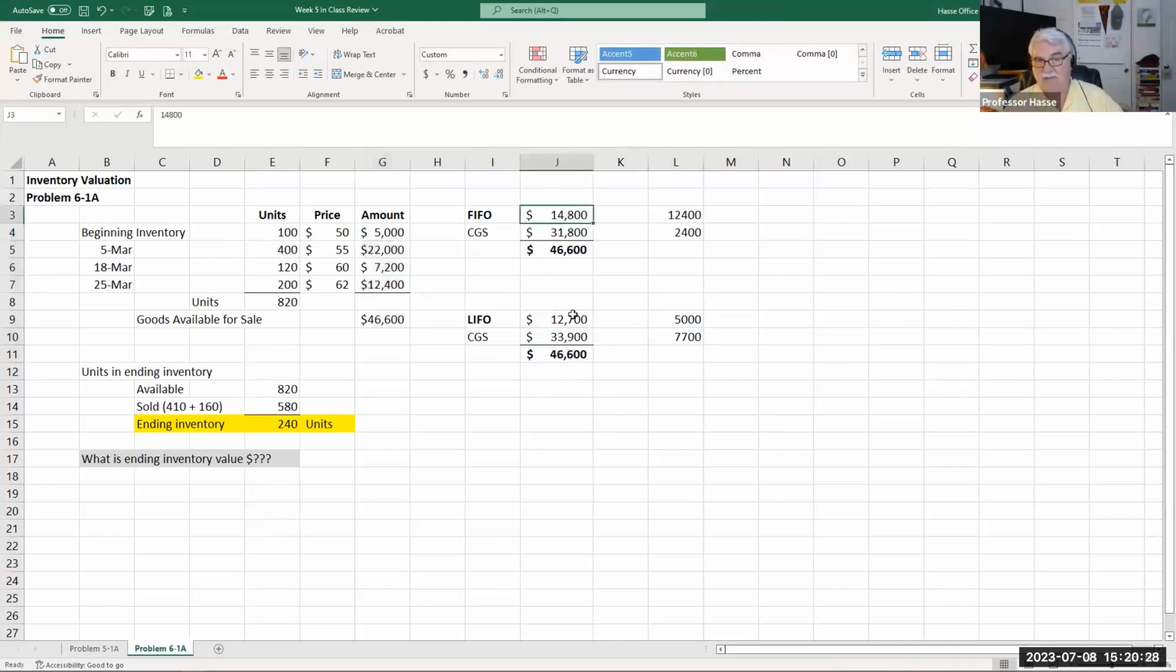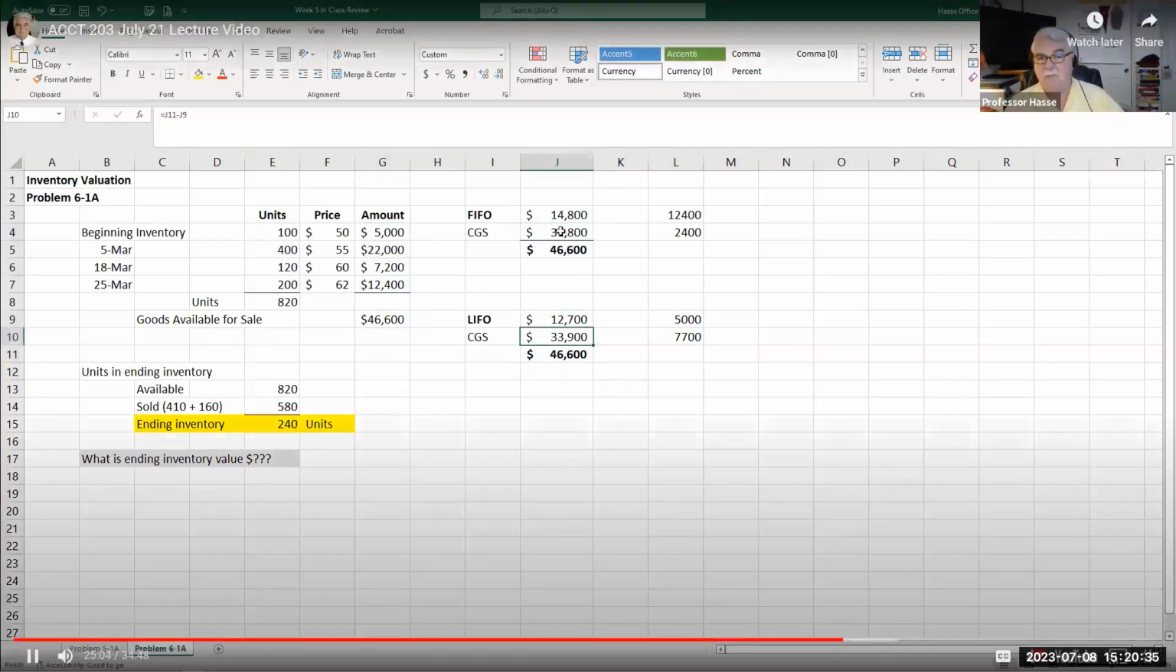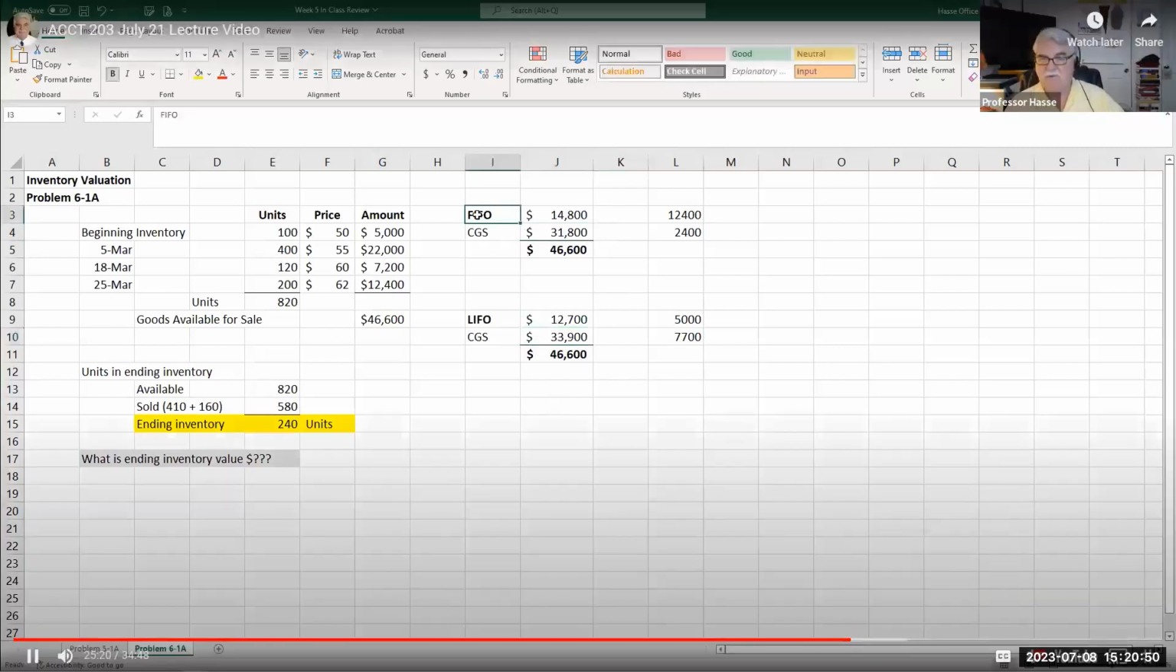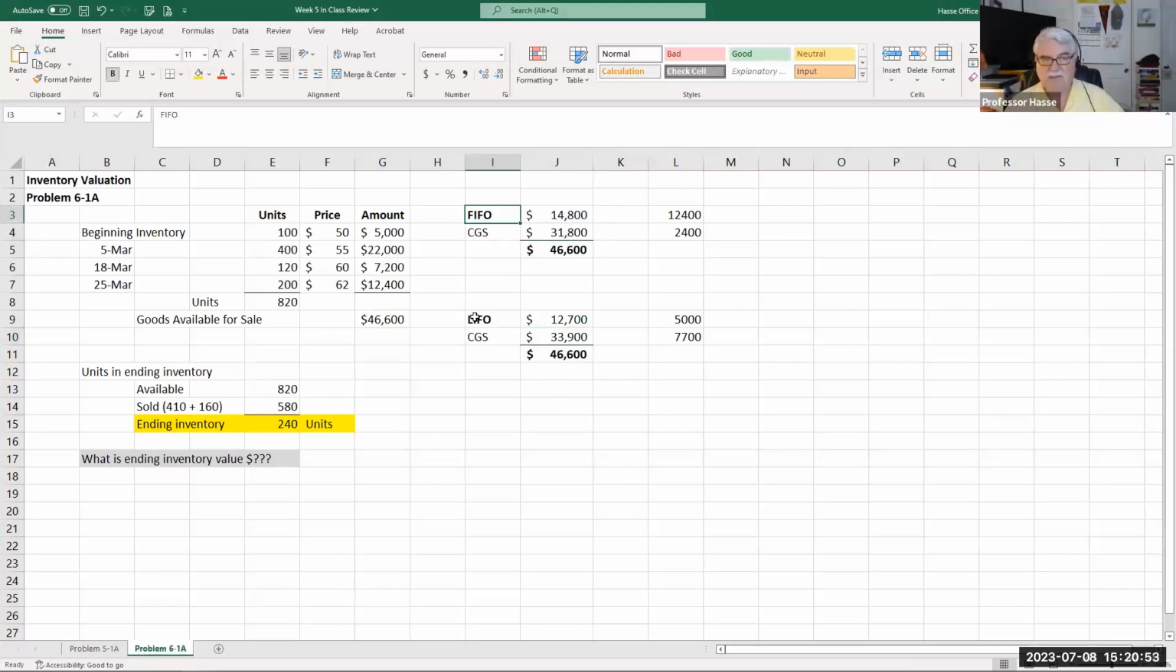Part of this is an asset, part of this is an expense. But notice, two different methods. We're making more money here because our cost of goods sold is cheaper. We're making less money here because our cost of goods sold is more expensive. Two different methods to compute inventory. FIFO, first in, first out. LIFO, last in, first out. This is what Chapter 6 is about, a different way of accounting for inventory.